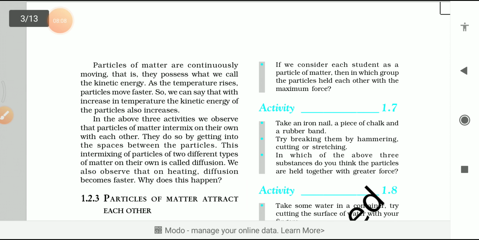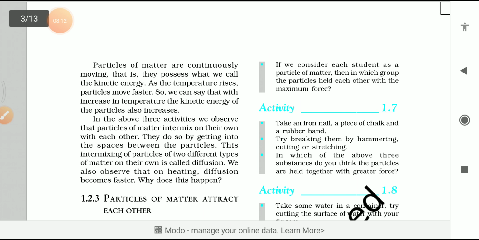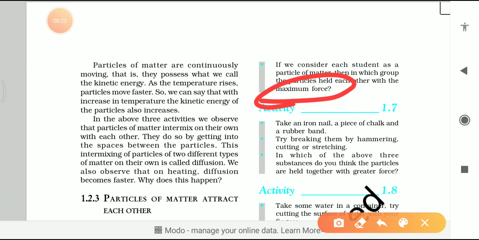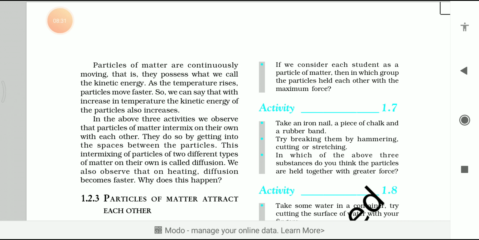Now, further here it is written, if we consider each student as a particle of matter, then in which group do the particles hold each other with the maximum force? Yes, the maximum force can take place in the first group. In the first group, the force of attraction is more. Now the next activity is 1.7.